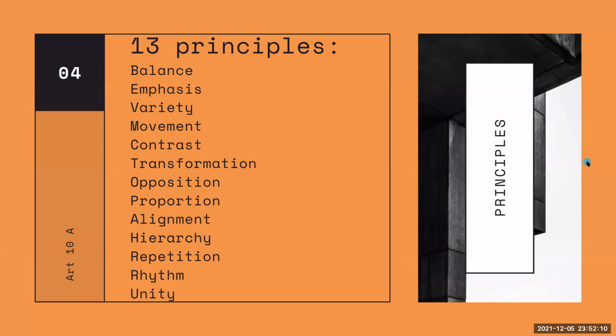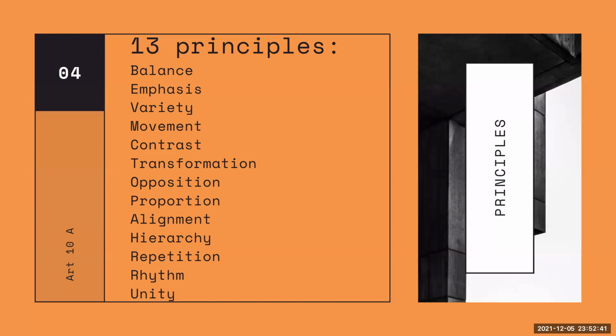Now, there's some debate in the world whether there are 7 or 13 or 5 principles. The principles that I wanted to share with you today are ones that I use often in my work and that are really awesome for communicating lots of meaning. Balance, emphasis, variety, movement, contrast, transformation, opposition, proportion, alignment, hierarchy, repetition, rhythm, and unity.